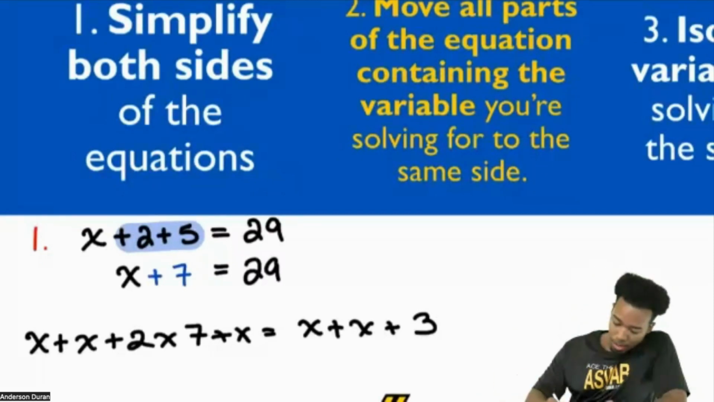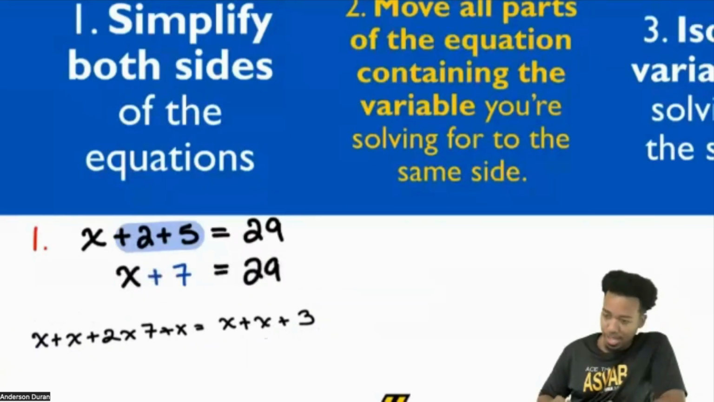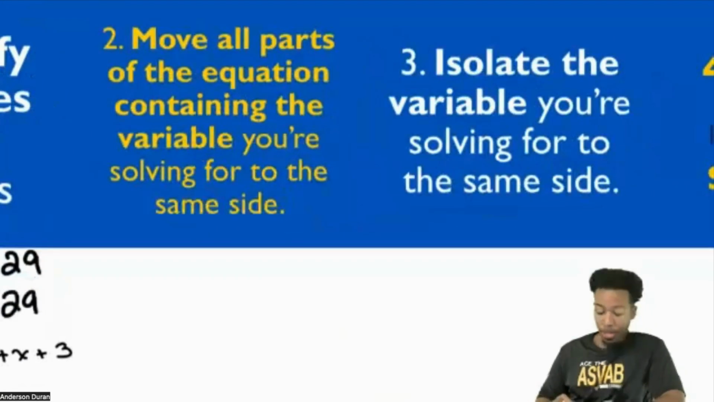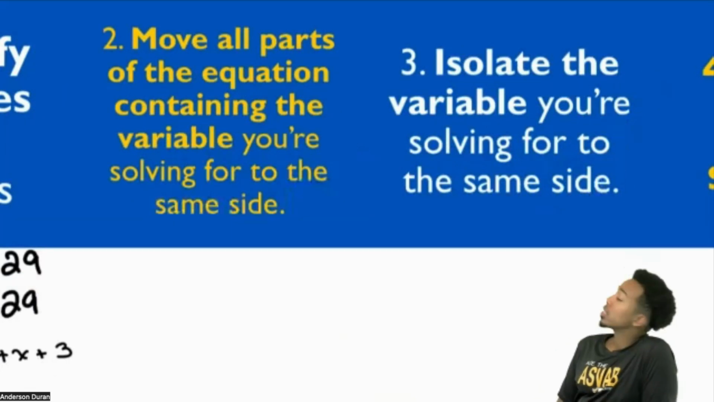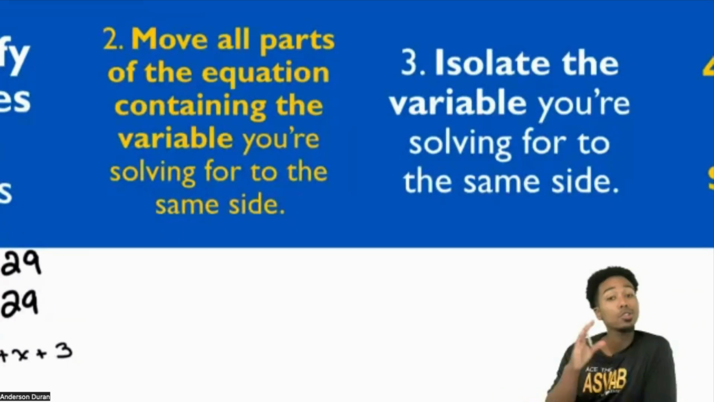So moving forward to number 2. And again, please go ahead and write these down, my party people. Number 2, move all parts of the equation containing the variable to one side and then the regular numbers on the other. Really, what does that look like? Let me just give you a brief example here. We're not solving these equations. I'm just giving you examples of the steps.